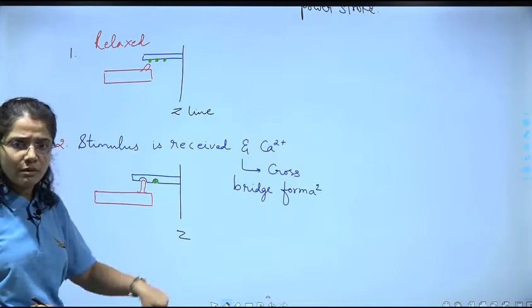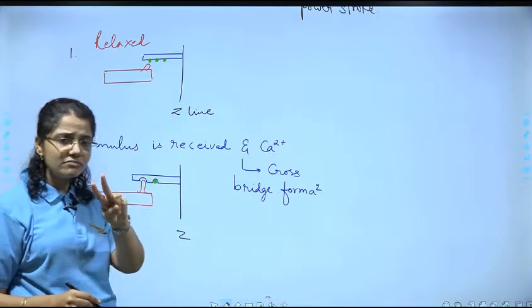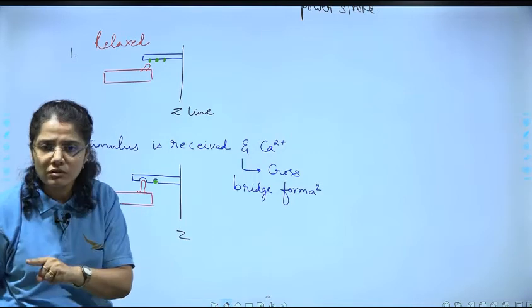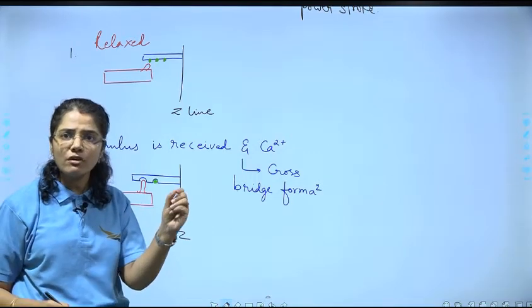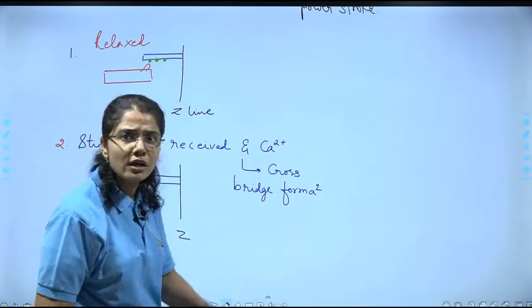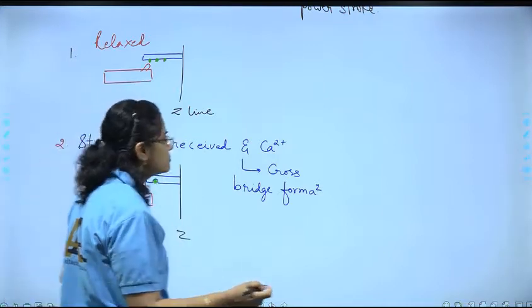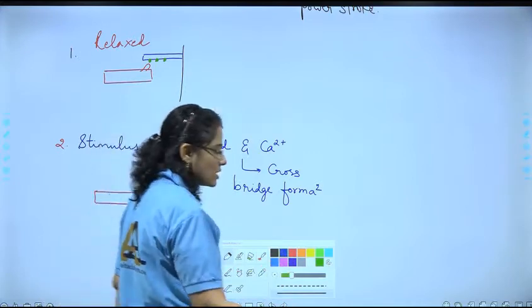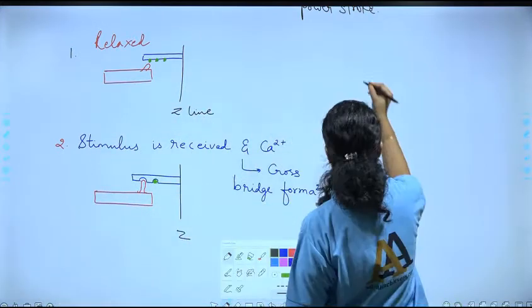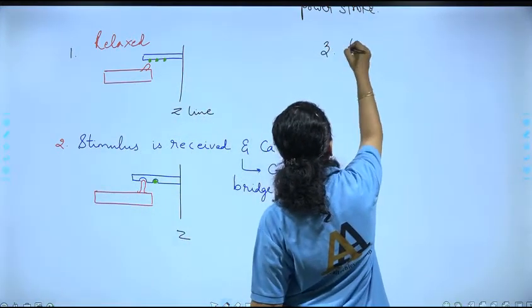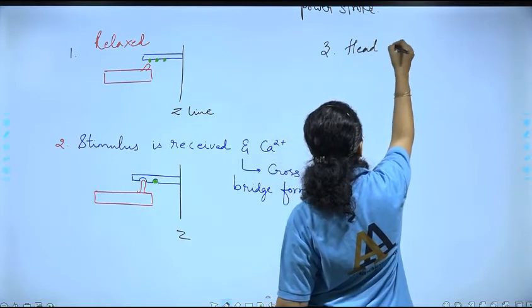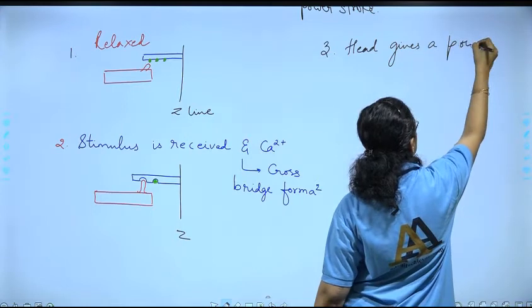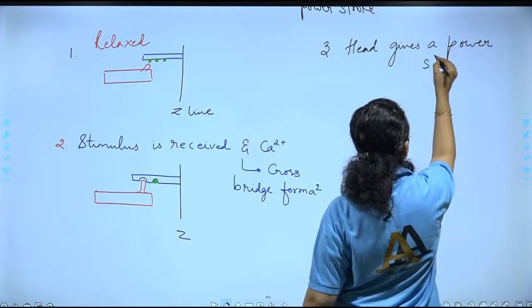Say in the third step, what happens? As we said, the head gives a power stroke. The head is going to give a power stroke, right? So that is what we are going to put up now. Say, how will that indicate the power stroke? How does the head give the power stroke? Head gives a power stroke.